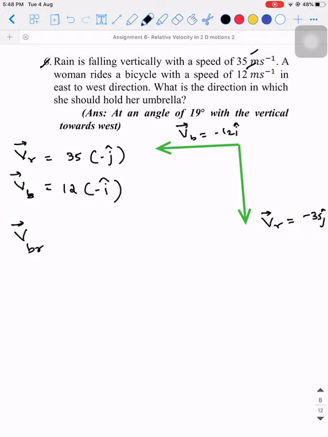So velocity of rain with respect to the person on the bicycle is velocity of R vector minus velocity of B vector. So what is this? It is minus 35 j cap plus 12 i cap. Correct? So this is which quadrant, guys?